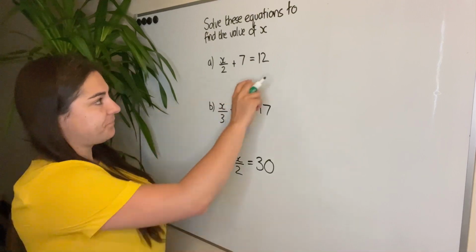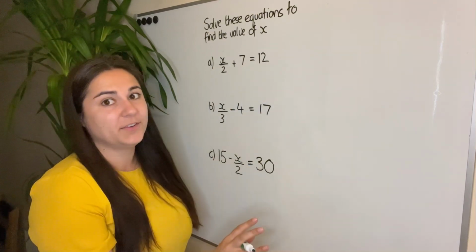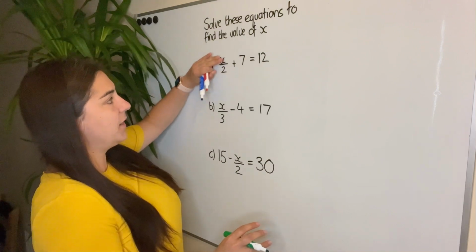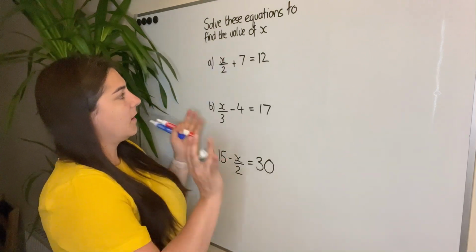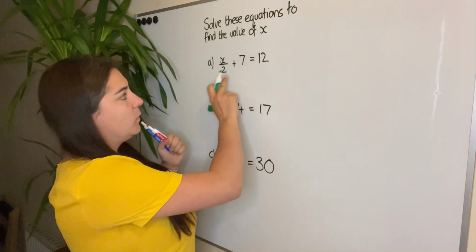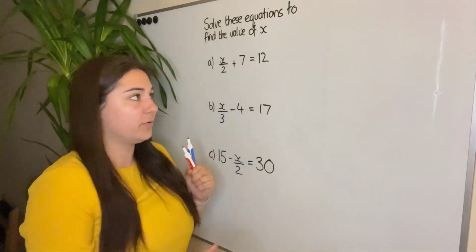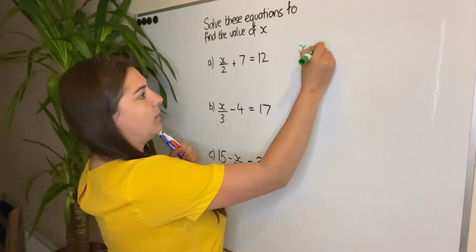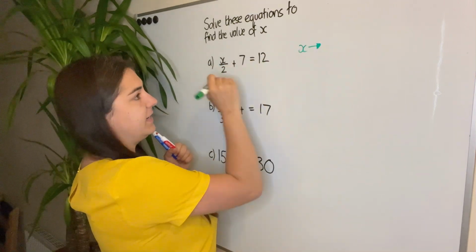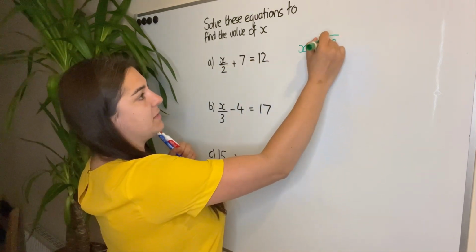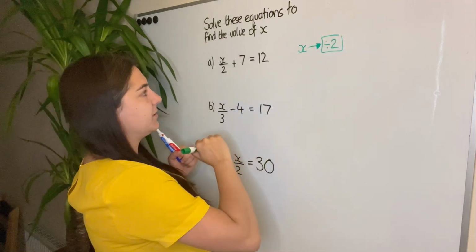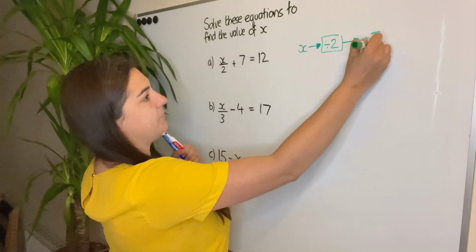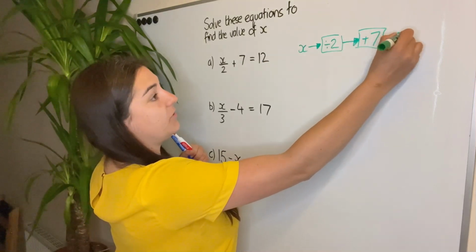So remember, whenever I'm trying to solve an equation, I want to isolate my x value. I want that to be on its own on one side of the equation. I always need to think about what the order of operations are. So if I think about this, I've got x. What's happening to it? It's being divided by 2. Remember, division always comes before addition or subtraction. And then 7 is being added to it. What comes out is 12.